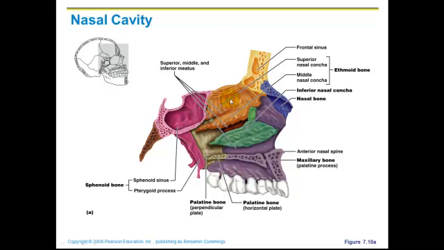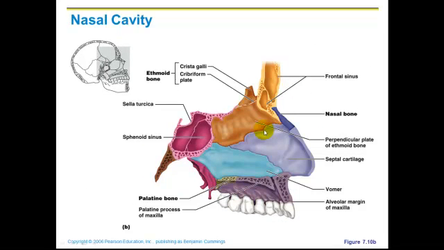So here we have the superior and middle nasal concha of the ethmoid bone. Here we have the inferior nasal concha that is its own separate bone. Here we have part of the maxilla and the edge of the nasal bone.